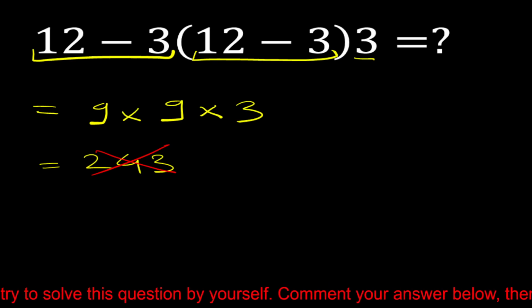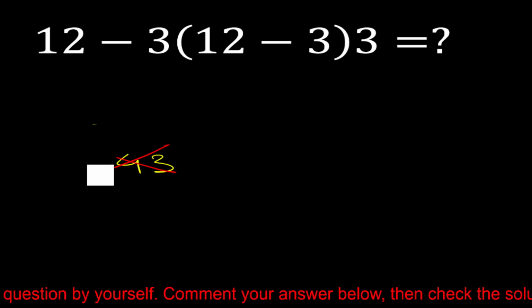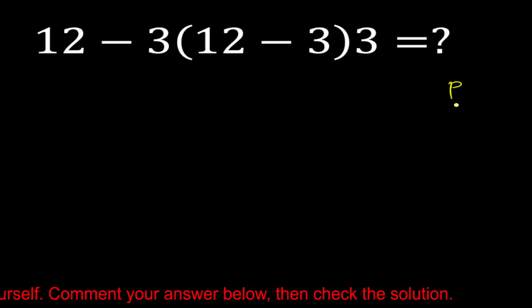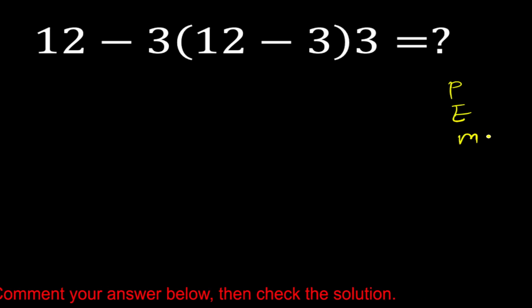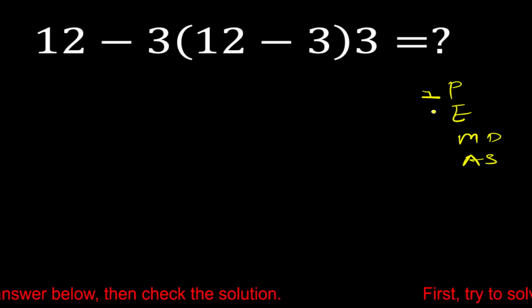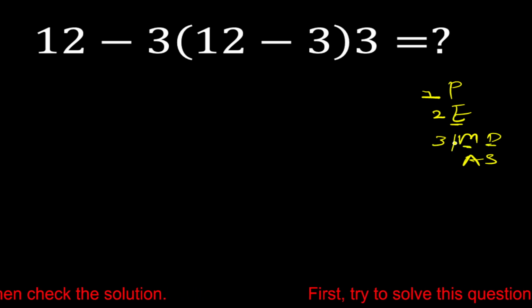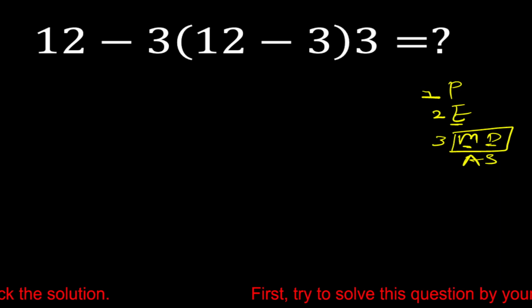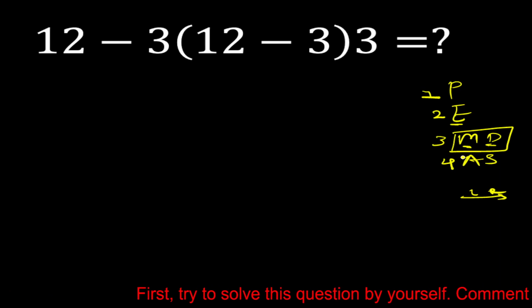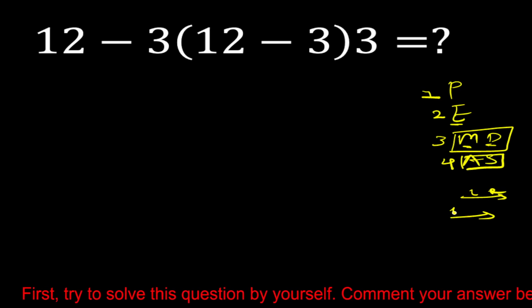So now let's solve this problem correctly by using the PEMDAS rule. Okay. PEMDAS. According to the PEMDAS rule, first priority is parenthesis, second priority is exponents, third priority is multiplication and division. Here multiplication and division both have equal priority, so we have to solve it from left to right. Fourth and last priority is addition and subtraction. Also both have equal priority, so we have to solve it from left to right.